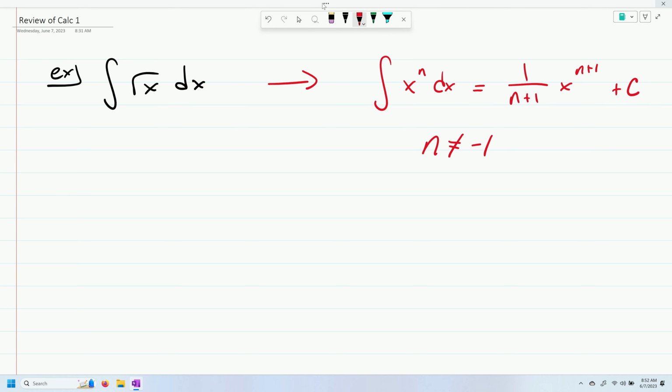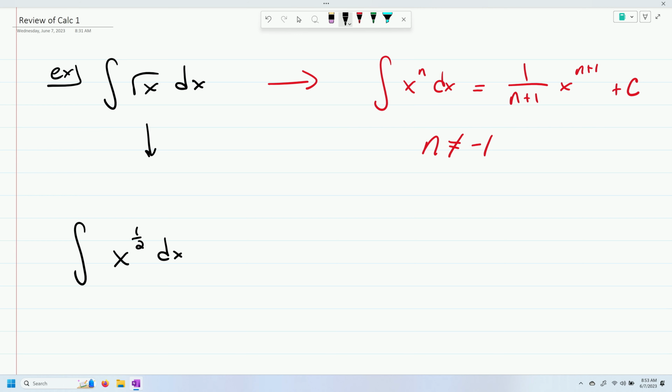We'll go over that in a little bit. So the issue with the problem that we have here is, although I have this beautiful function of x right here, this square root of x, it is not in a proper form for me to apply the power rule. So what I'm going to have to do here is do some algebra first. I'm going to have to rewrite this as x to the 1/2 dx.